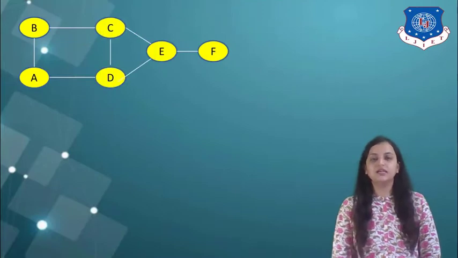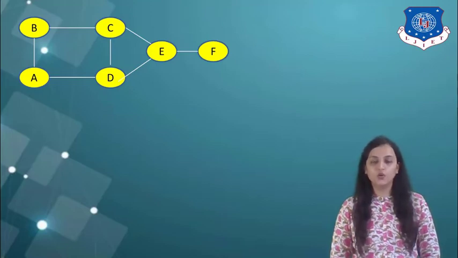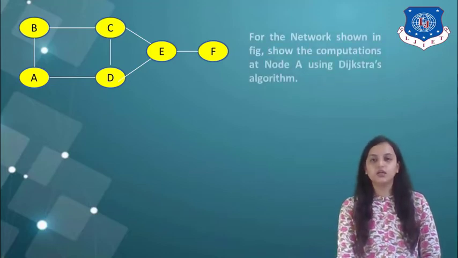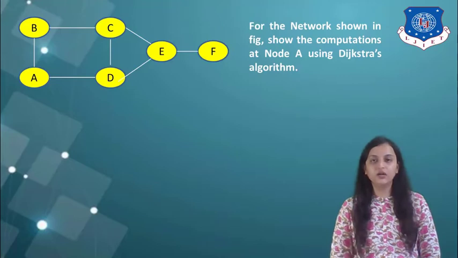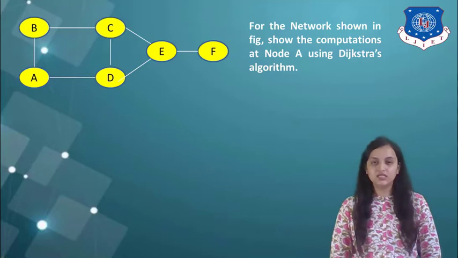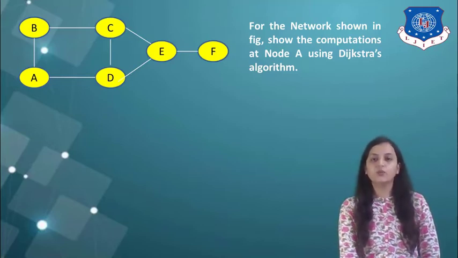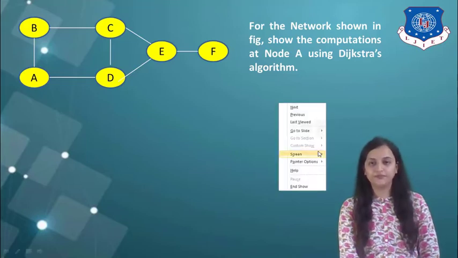So to understand this, let us consider one network over here. In this network, the figure shows the different routers or nodes for which the shortest path routing is to be obtained. So here for the network shown in the figure, we have to show the computations at node A using Dijkstra's algorithm. Now in this network, there are labels which indicate time delay or distance or any such parameters. So let's see what those label values are, using which we are going to select the shortest path.